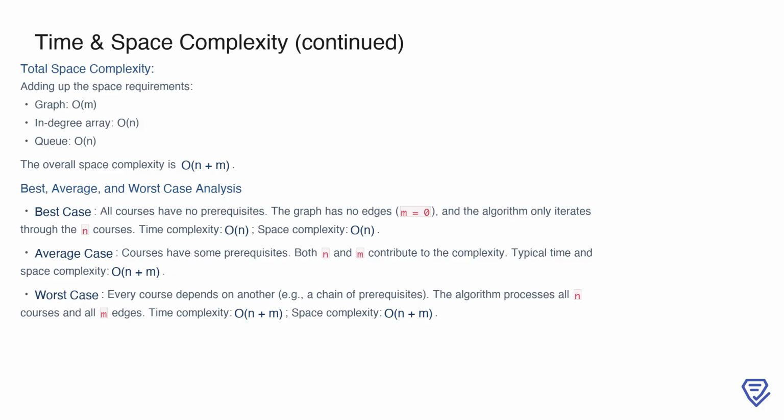Looking at different cases, in the best case where there are no prerequisites, the graph has no edges, and the algorithm only processes the n courses with a time and space complexity of n. In the average case, both n and m contribute to the complexity, resulting in the typical n plus m. In the worst case, where every course depends on another, the algorithm must handle all n courses and all m edges, but the complexity remains n plus m, for both time and space. This predictable behavior is one of the strengths of the algorithm.